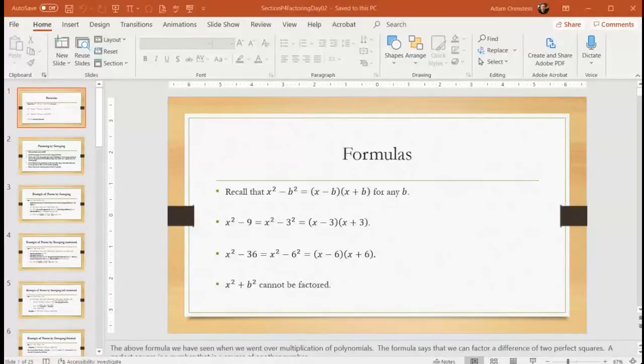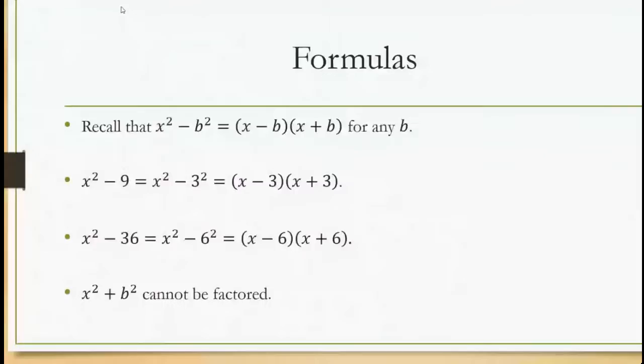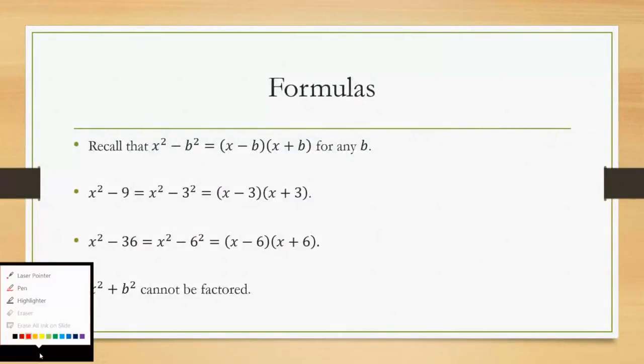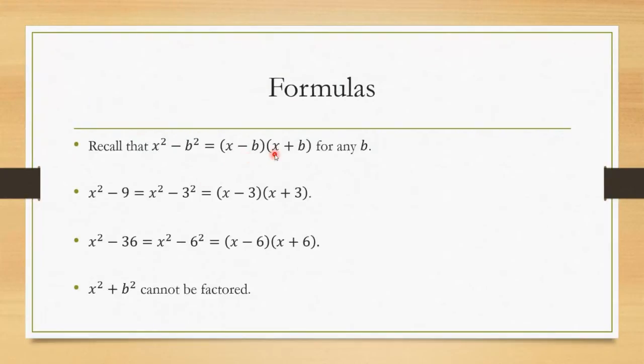One of the formulas that we actually encountered already is the first one there, namely, if you do x minus b times x plus b, you get x squared minus b squared. We actually encountered this when we did multiplication. But this gives us a method of factoring. Basically, if you have a polynomial of the form x squared minus b squared, this tells us how we can factor it. You write it as x minus b times x plus b.